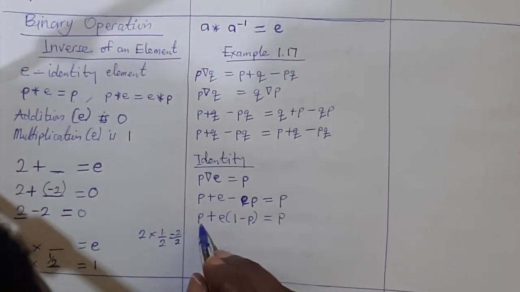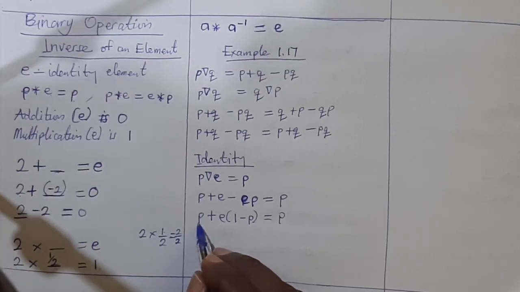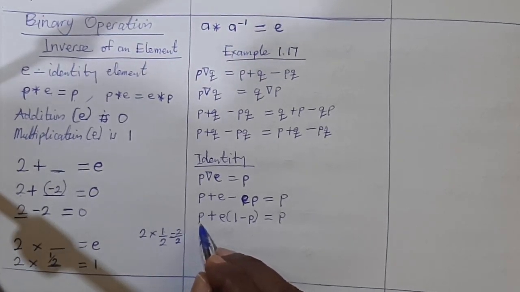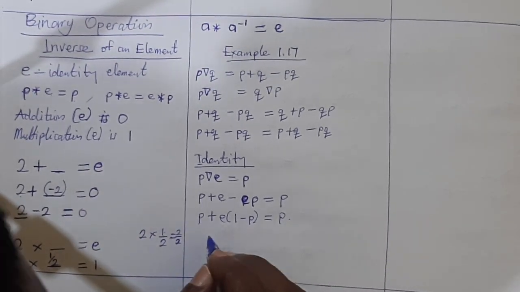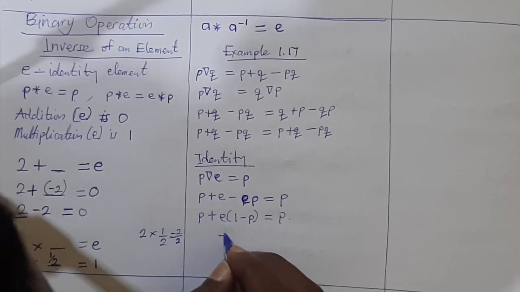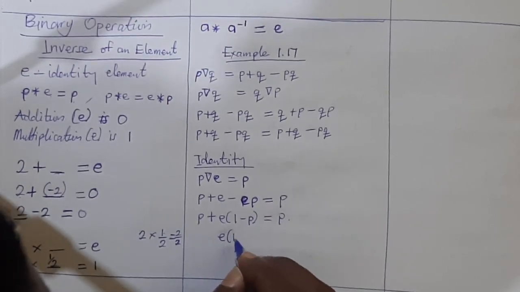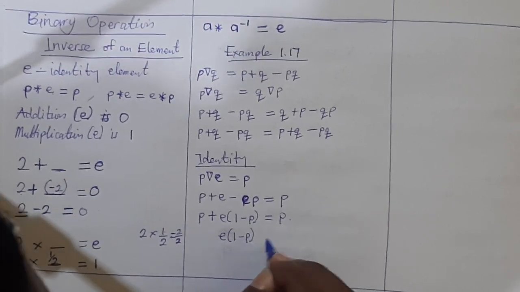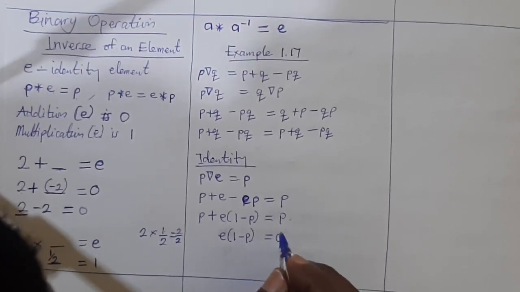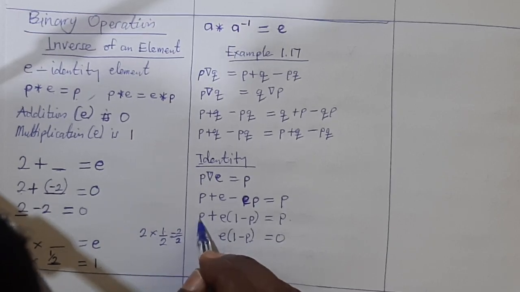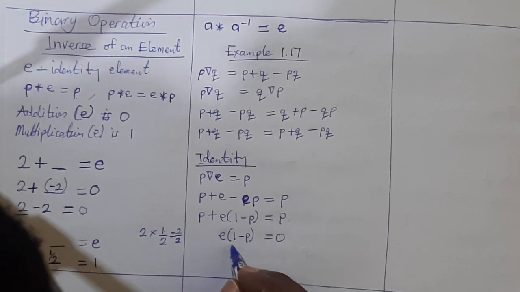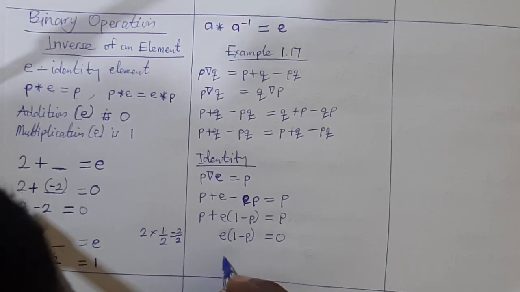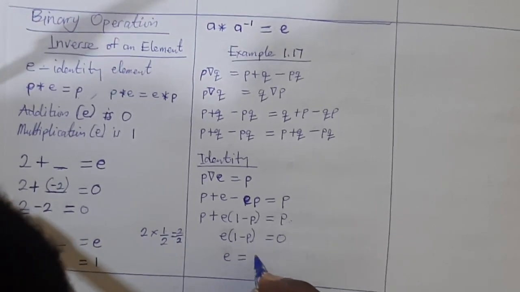If we are grouping like terms, then we take P from here, 1 P from here, we take another P from here. So what we are left with is E(1 minus P) equals 0, because P minus P will be 0. Now if we divide both sides by 1 minus P, we have E equals 0.